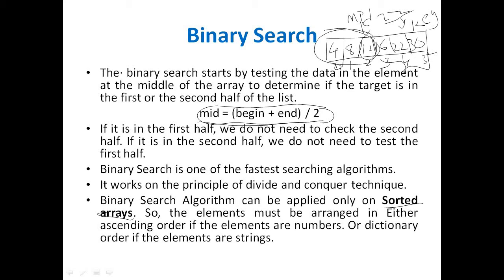Again we'll apply it. Now 3 will become begin and 5 will become end. 3 plus 5 means 8, 8 by 2 means 4. So the fourth cell will become the middle. Again we'll check whether it is equal to the key. If yes, then we found it and will come out. If not, then we need to check whether it is less than or greater than. If the mid element is less than the key, then go with the right hand side. If the mid element is greater than the key, then go with the left hand side.